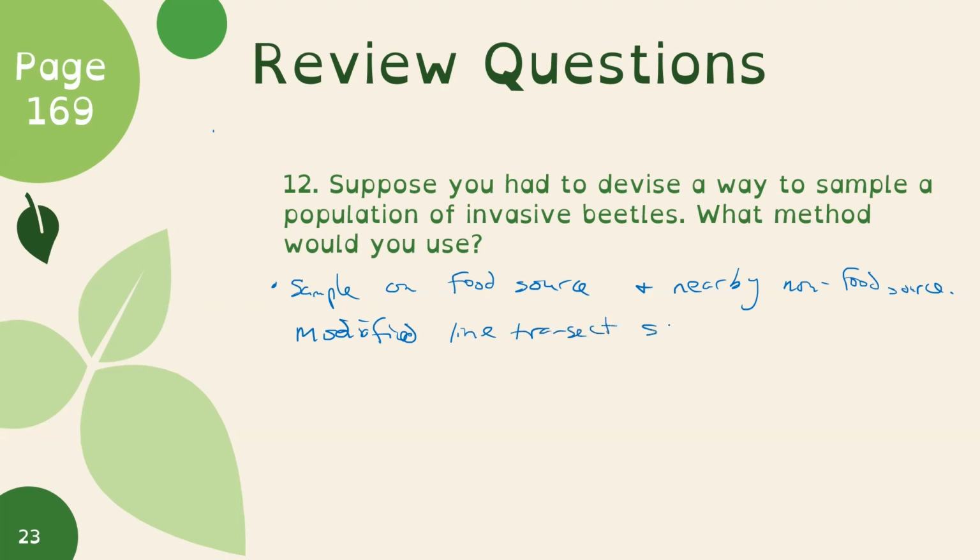Because I am doing it in a defined way, but not exactly in a line, these might be clusters as opposed to a straight line. But I think that would make sense to figure out how many of them are on their food source where they are invading and how many of them are on areas around, and what that potentially means.